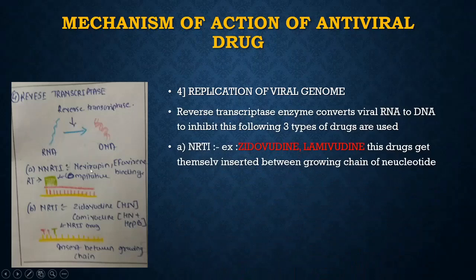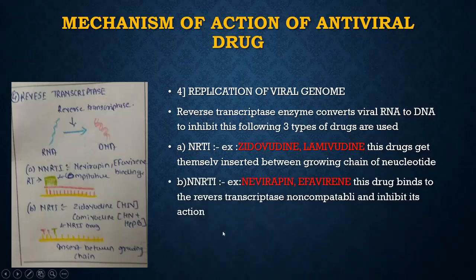First type of drug is known as NRTI, which means nucleoside reverse transcriptase inhibitor. As the name suggests, it will inhibit the reverse transcriptase enzyme and inhibit the whole process of formation of DNA from the RNA. They themselves insert in between the growing nucleotide chain and they inhibit this process. The examples of NRTI are zidovudine and lamivudine.